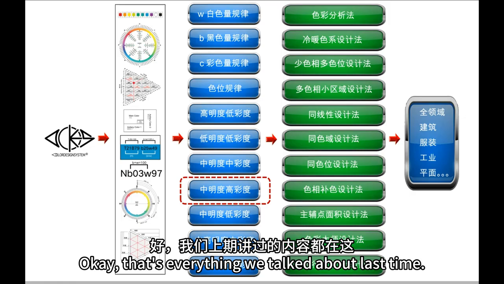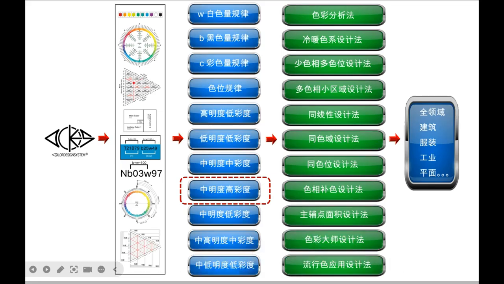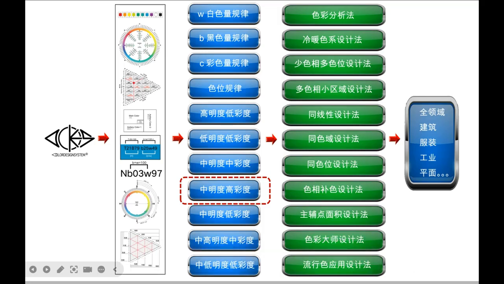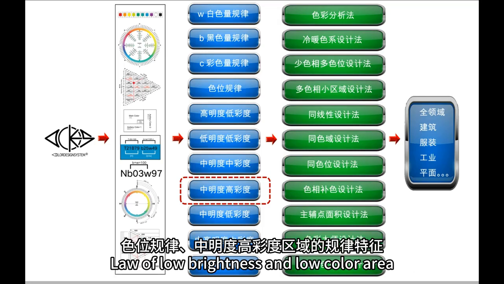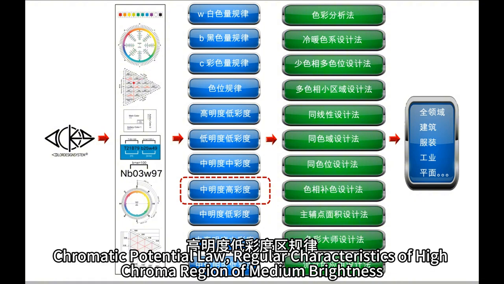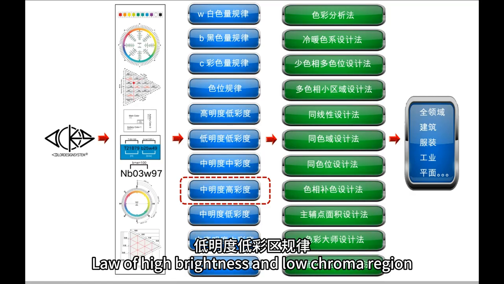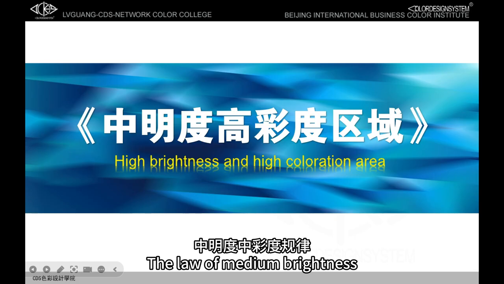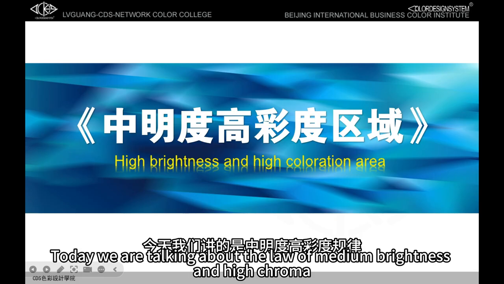Okay, that's everything we talked about last time: the white quantity law, black quantity law, color quantity law, the law of high brightness and low chroma region, the chromatic potential law, regular characteristics of the high chroma region of medium brightness, the law of low brightness and low chroma area, and the law of medium brightness. Today we are talking about the law of medium brightness and high chroma.